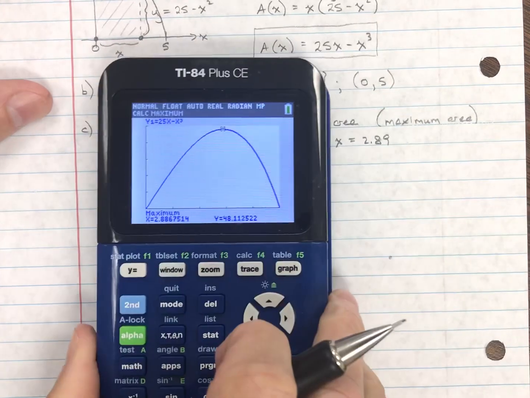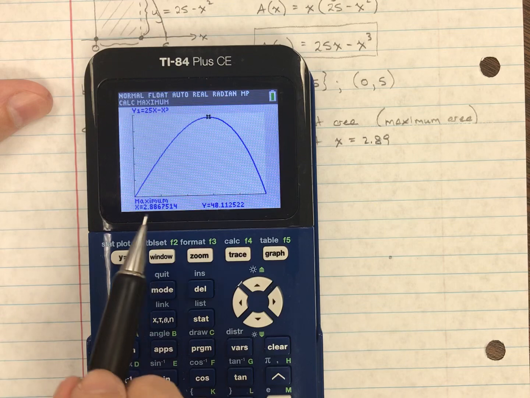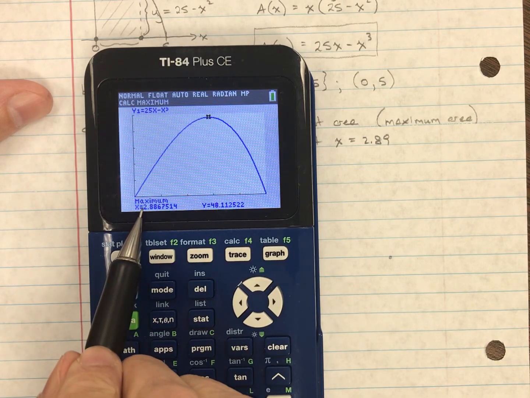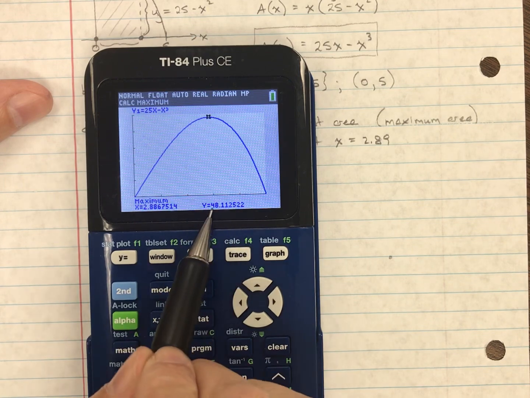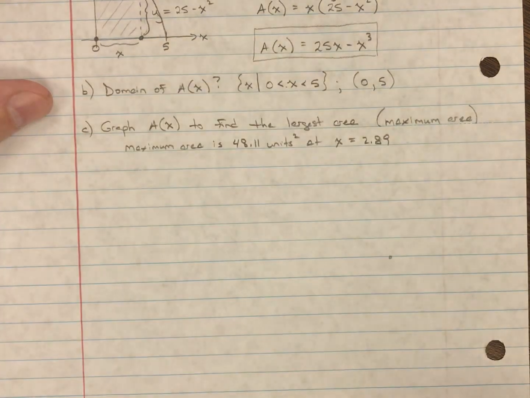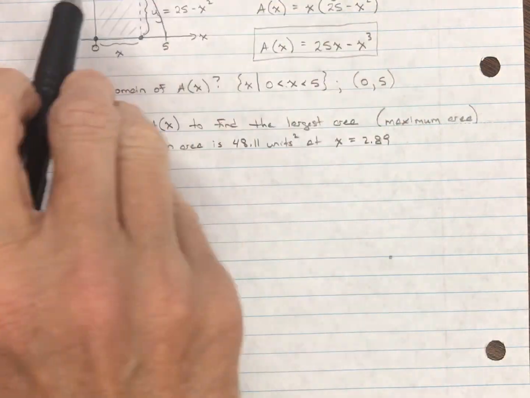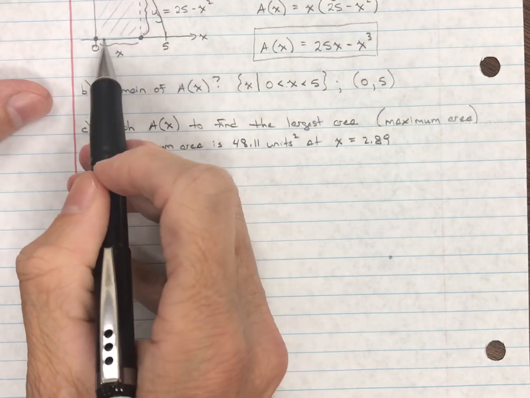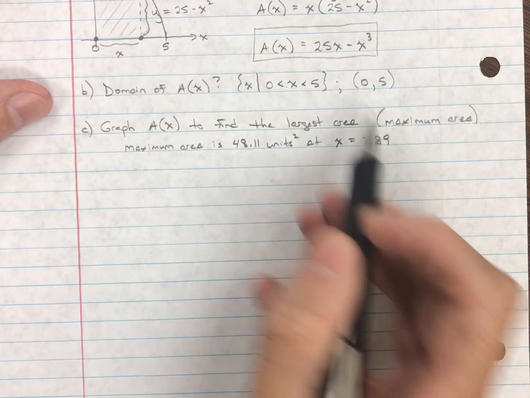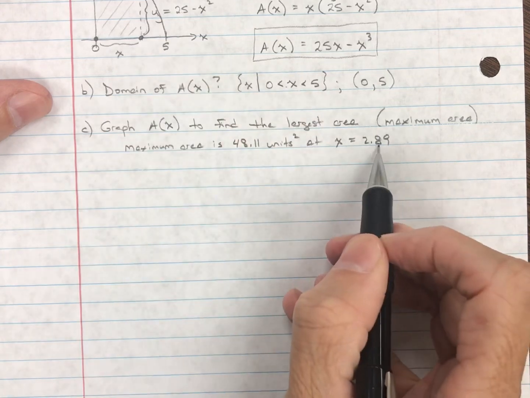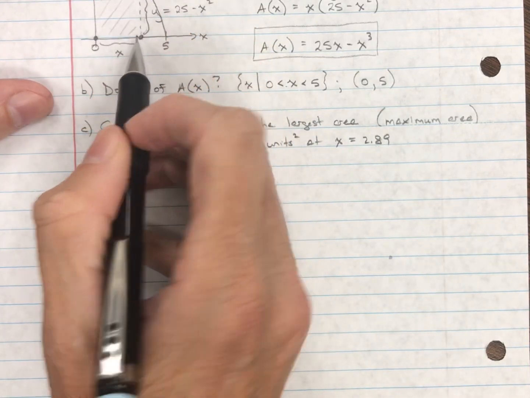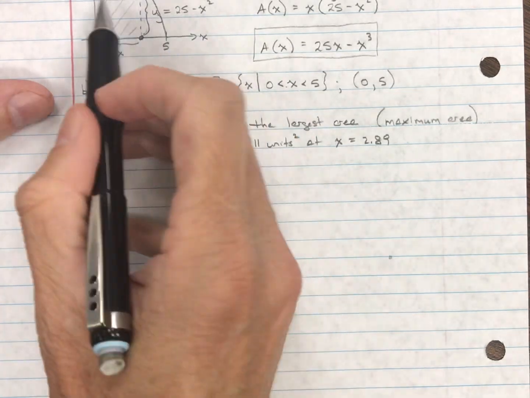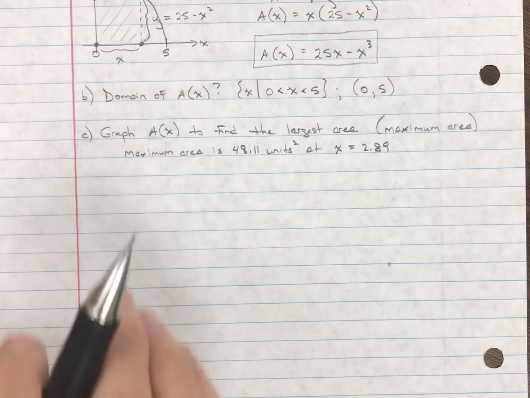Again, I'll look at my calculator to show you that. When x is 2.89, I have a maximum, and that maximum is 48.11 right here. It's interesting because this is a quadratic, the x is not at the halfway point. You have to go past the halfway point to approximately 2.9, and then go up and draw that, and you're going to come up with the maximum area of this rectangle.